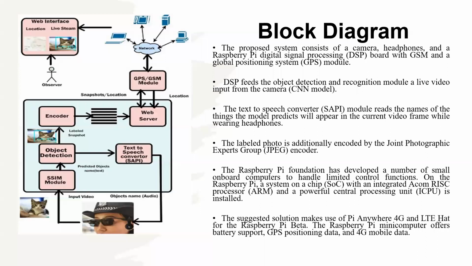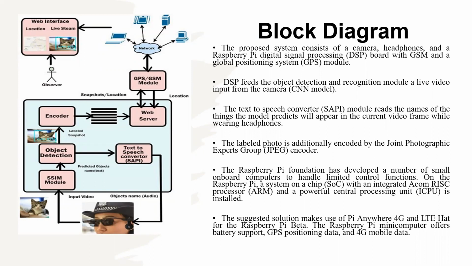Next, we have block diagram. The proposed system consists of a camera, headphones, and a Raspberry Pi digital signal processing board with a GSM and GPS module. The DSP feeds the object detection and recognition module a live video input from the camera. The text to speech converter module reads the names of the things the model predicts will appear in the current video frame while wearing headphones. The labeled photo is additionally encoded by the Joint Photographic Expert Group encoder.